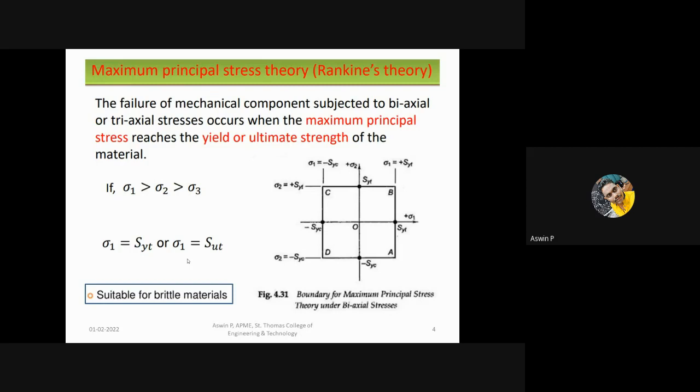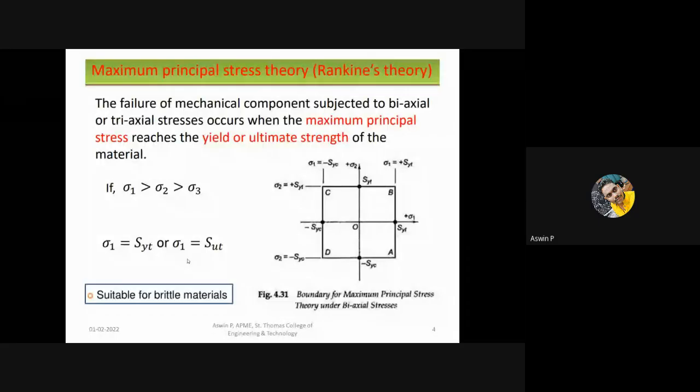If sigma 1 greater than sigma 2 greater than sigma 3, then according to maximum principal stress theory, sigma 1 is equal to sigma YT, sigma suffix YT, or SYT.